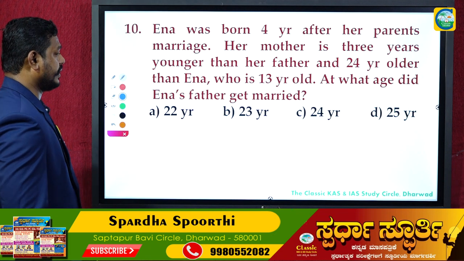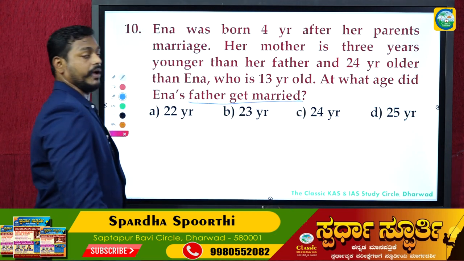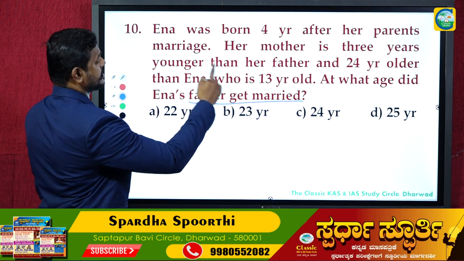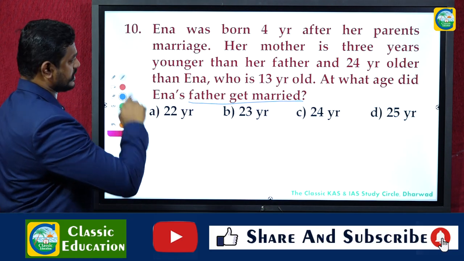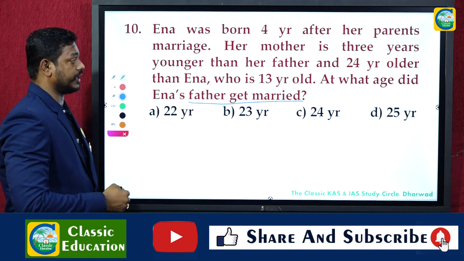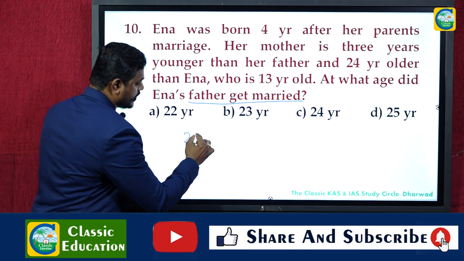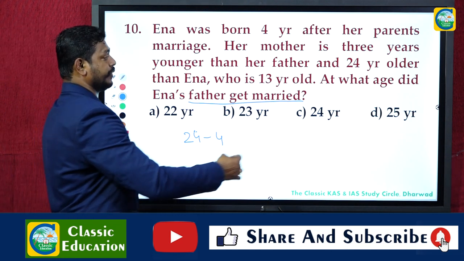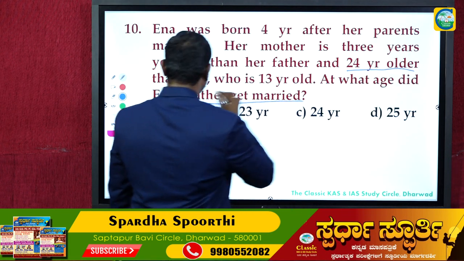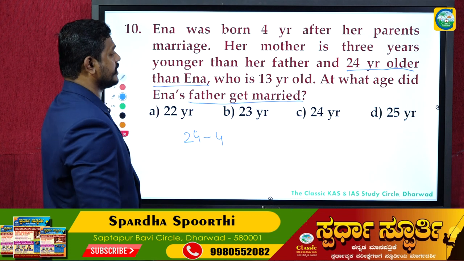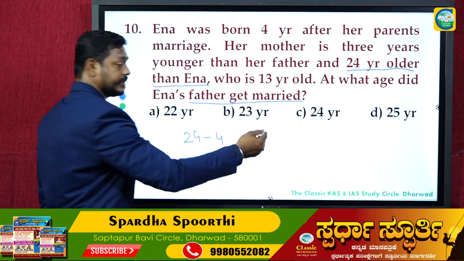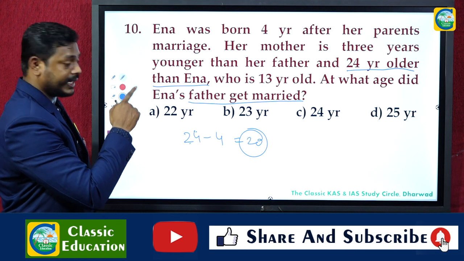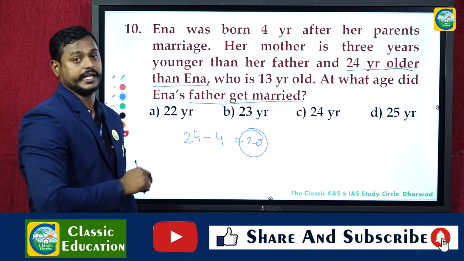Right, friends? So we are finding the age of Anna's father when he got married. After 4 years of marriage, Anna was born. Anna was born 4 years after her parents' marriage. Here it is 24 minus 4. Why? Because her mother is 24 years older than Anna. Now we go before, 24 minus 4, that is 20 years. When her mother got married, her age was 20 years.